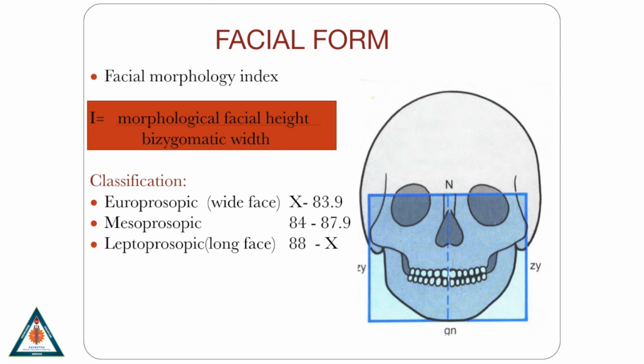Facial form is given by the facial morphology index, which is the ratio between the facial height and the bizygomatic width. The face is said to be euryprosopic if the value is less than 83.9, mesoprosopic if the ratio is between 84 to 87.9, and leptoprosopic if the value is greater than 88.